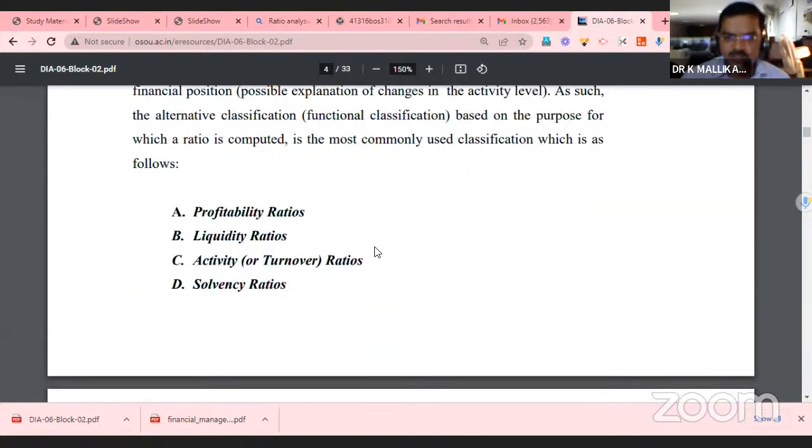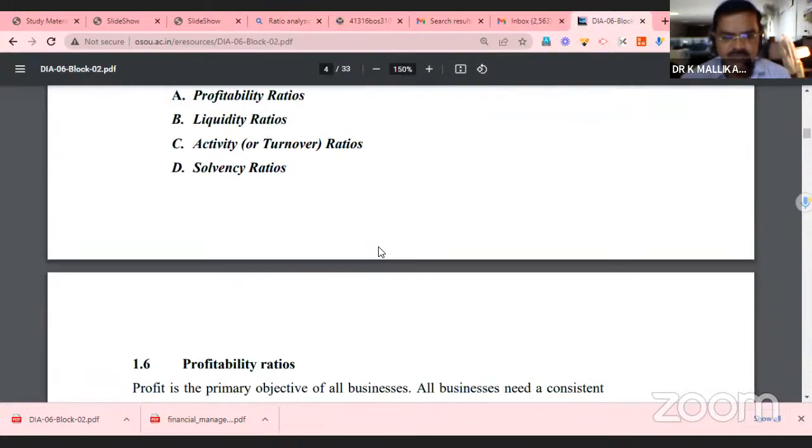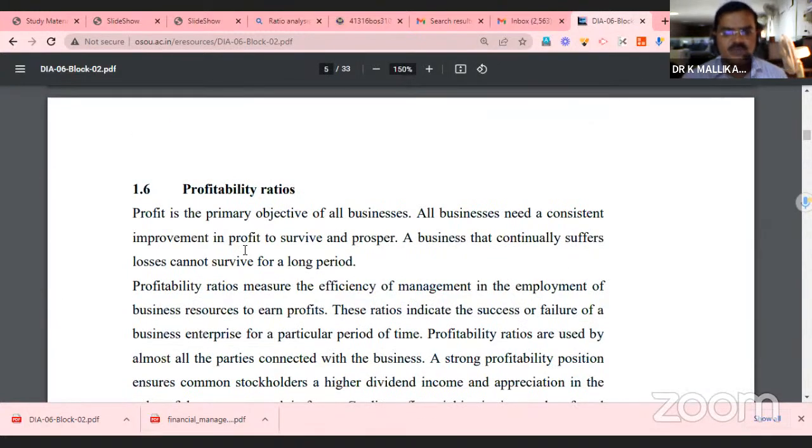And on the whole, as per our syllabus, the ratios are classified into four: profitability ratios, liquidity ratios, the third one activity or turnover ratios, and solvency ratios. So these are the classifications as per our syllabus. First we'll go for the first ratios, called profitability ratios.